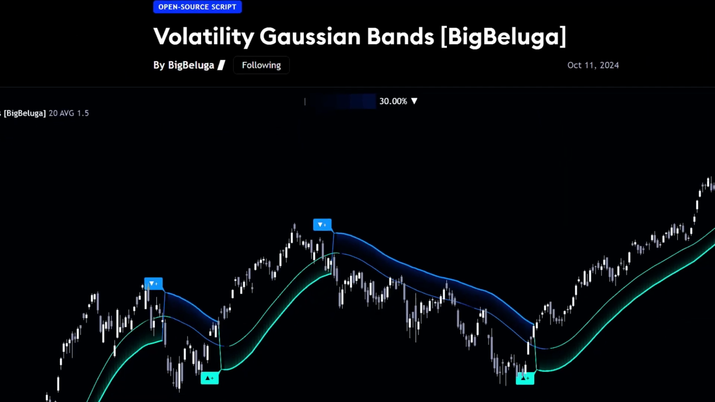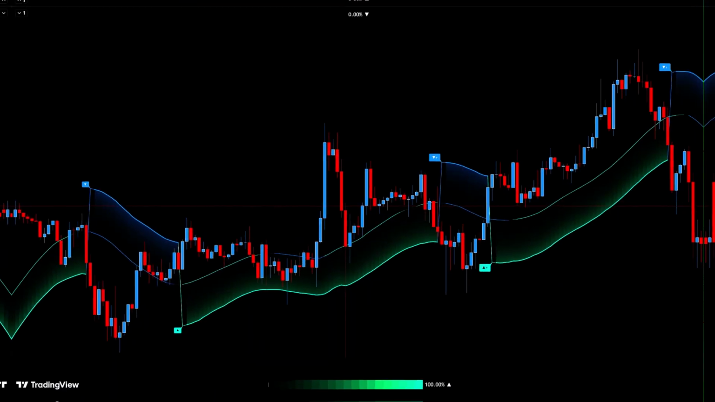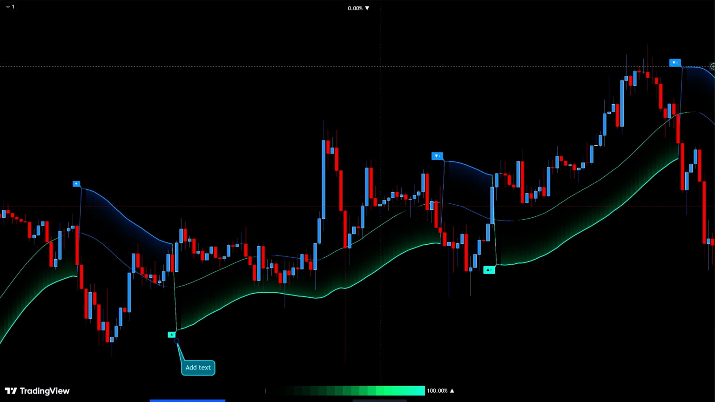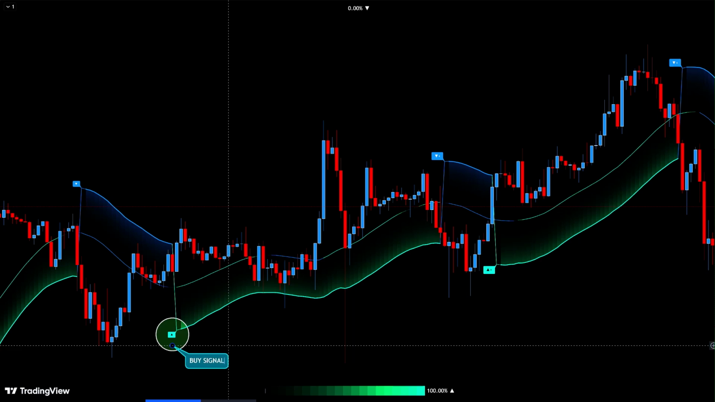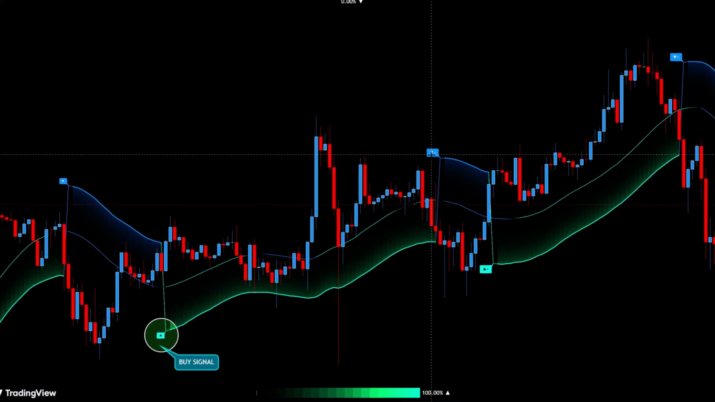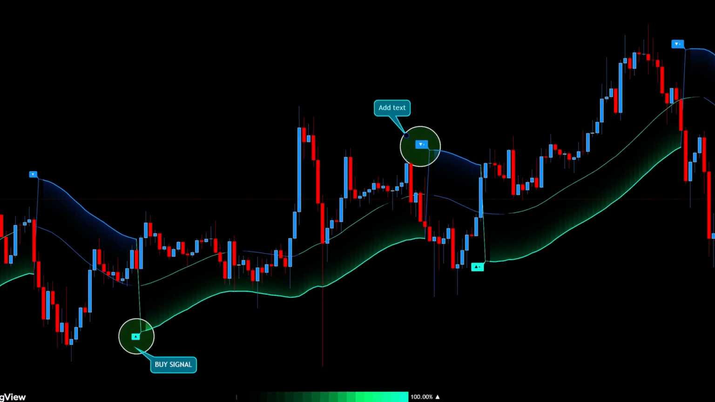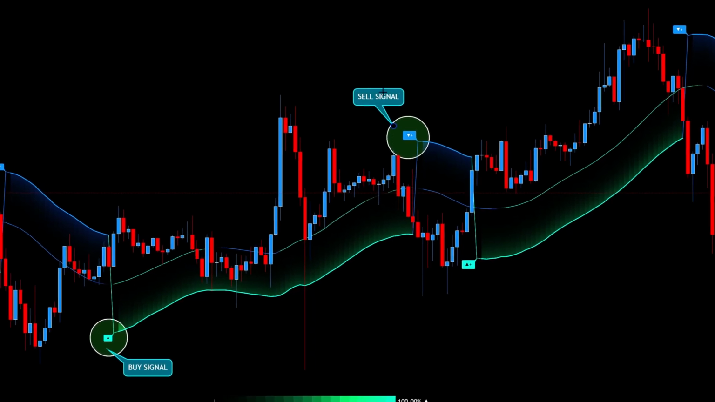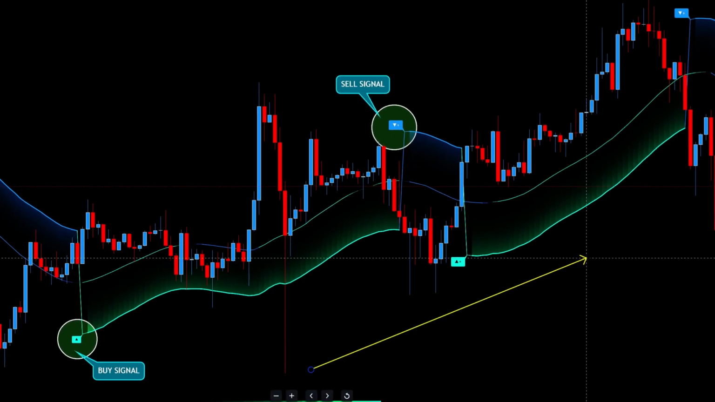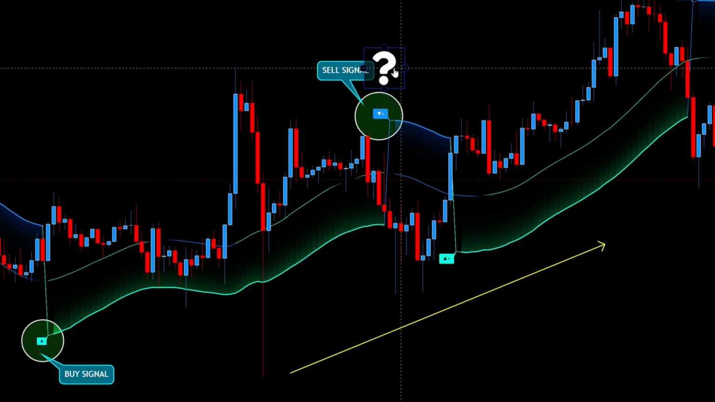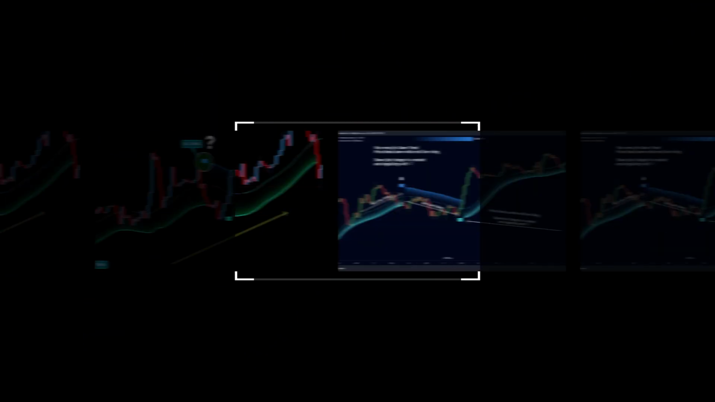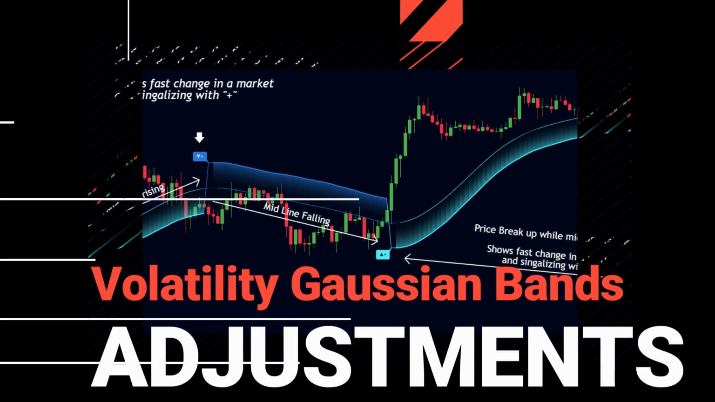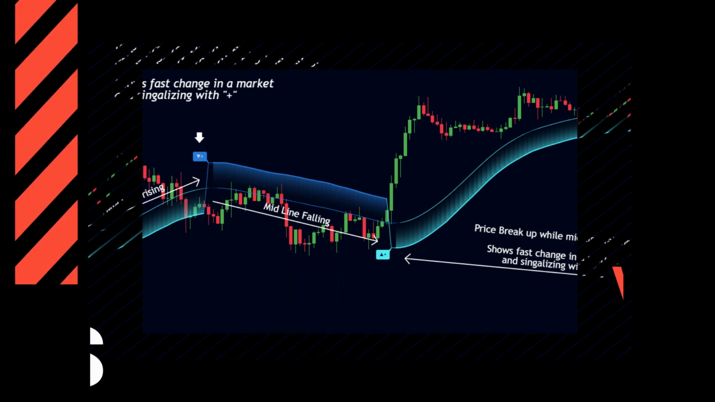So we've got the Volatility Gaussian band set up and it's already showing us potential buy and sell signals on the chart. But here's the thing. Just relying solely on one single indicator isn't the best idea. You see, sometimes the indicator can give you signals that go against the overall trend. Like you might get a sell signal when the market's clearly still trending upwards. We don't want to get caught in those counter-trend signals. So before we jump into how this works with our second indicator, we need to make a few quick tweaks to the Volatility Gaussian band settings to make it even more effective.